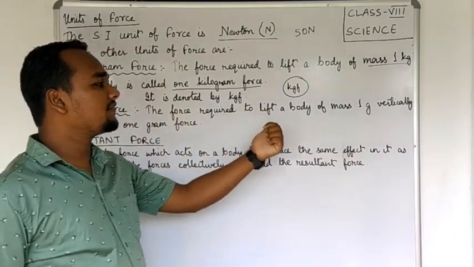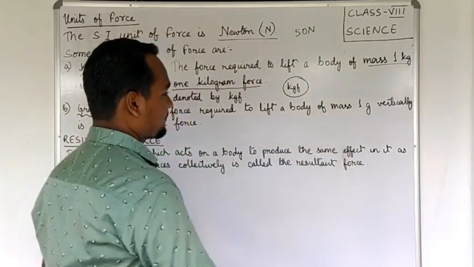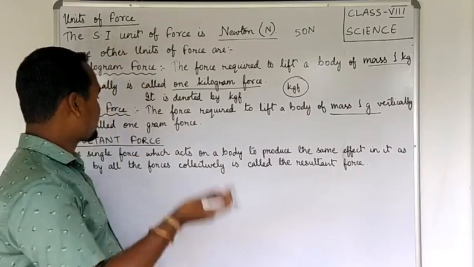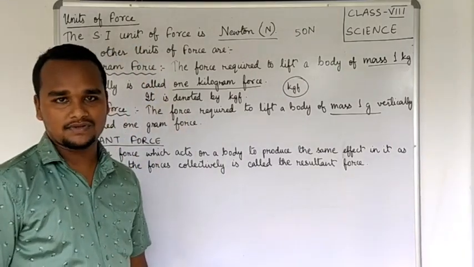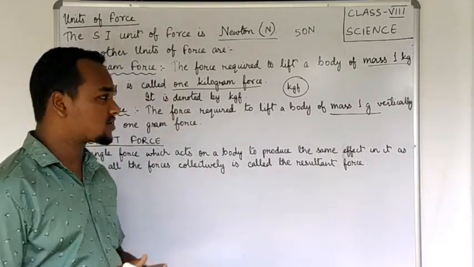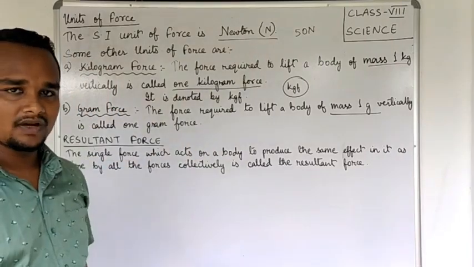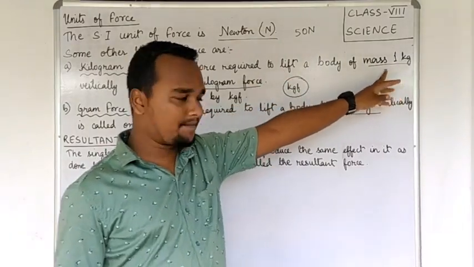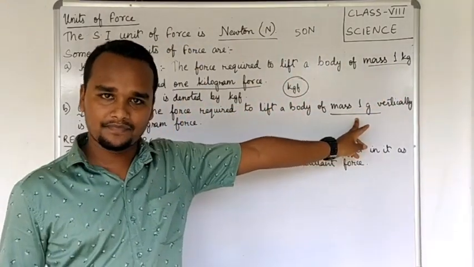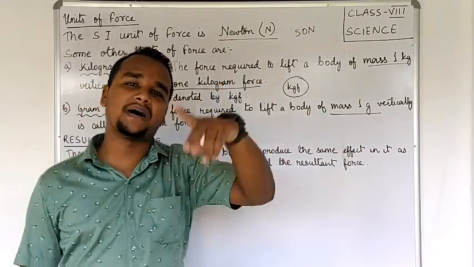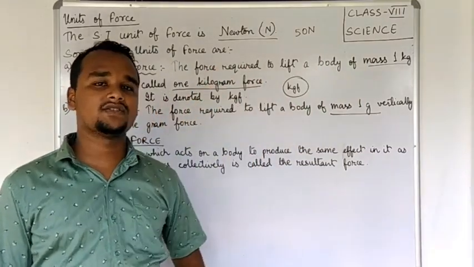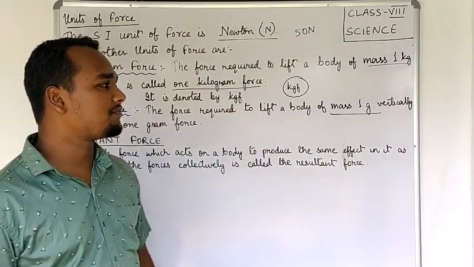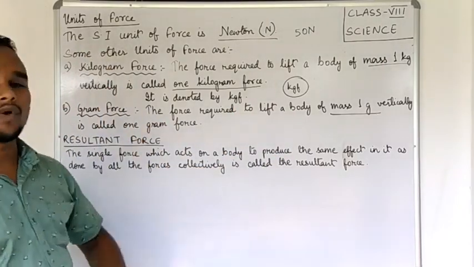Then the next one is gram force. The force required to lift a body of mass 1 gram vertically is called gram force. Clear everyone? I hope you have all understood kilogram force and gram force. In kilogram force the unit is kilogram, and in gram force the unit is gram. The force required to lift a body of mass 1 kilogram vertically is called 1 kilogram force, and the force required to lift a body of mass 1 gram vertically is called 1 gram force.